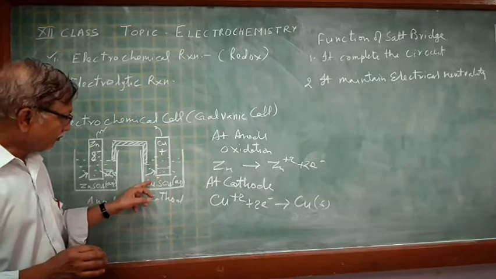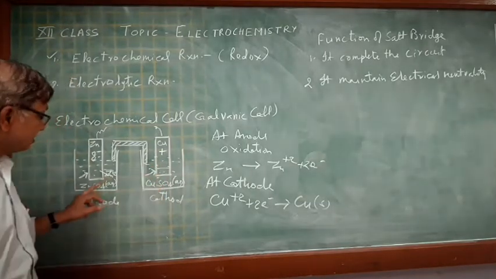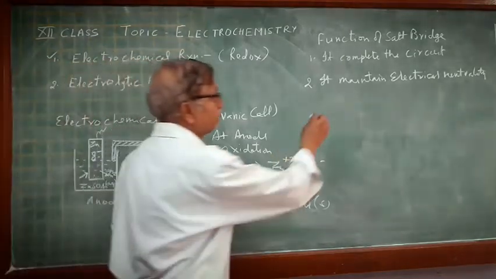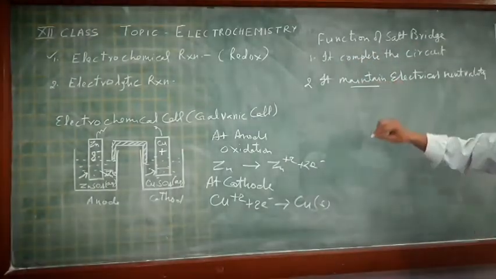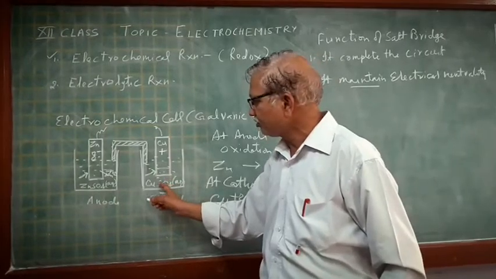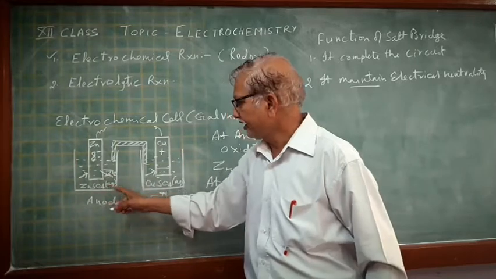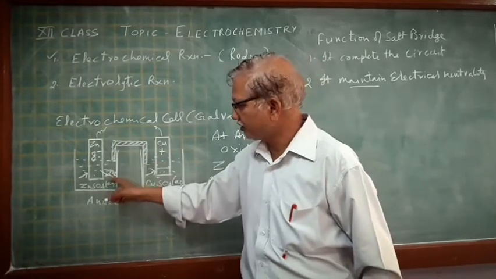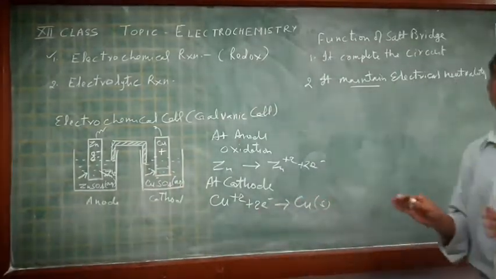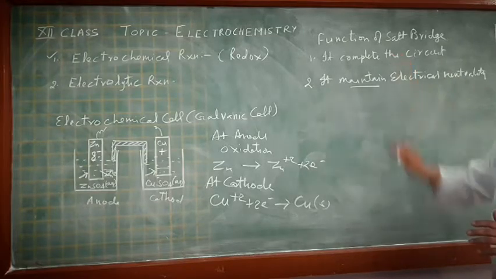But here copper ions deposit over the rod, so the concentration of sulfate ion will increase here. At the anode, the concentration of sulfate ion decreases. So this is an imbalance. To make balance, through the salt bridge, the negative ions move towards the anode and positive ions move towards the cathode. In this way it maintains electrical neutrality. This is the meaning of electrical neutrality. So the salt bridge is very important.